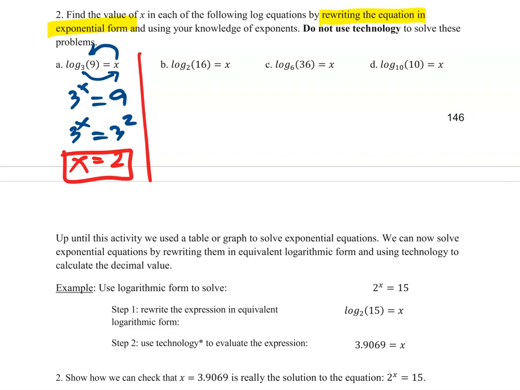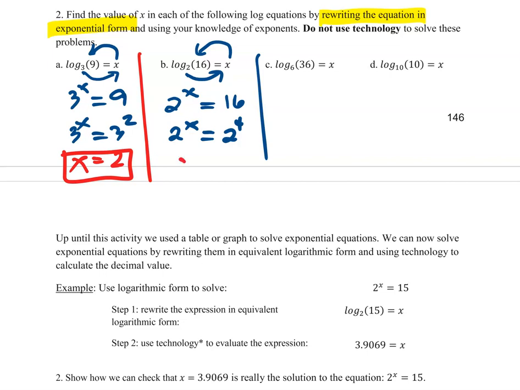Letter B, log base 2 of 16 is equal to x. Let's do this. You can rewrite this as 2 to the power of x is equal to 16. And we know that 16 is 2 to the 4th, 2 times 2 times 2 times 2. Now they have the same base of 2, so we can use their exponents. So x is equal to 4.